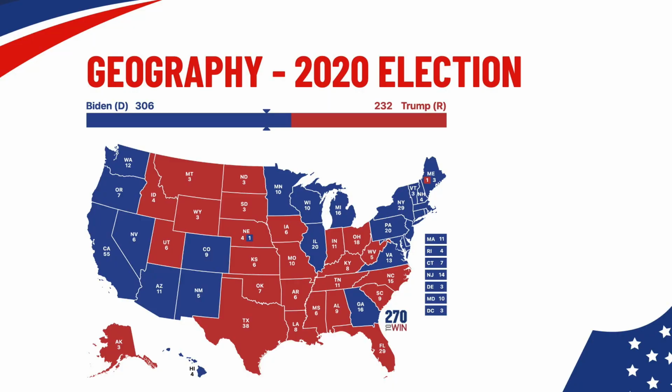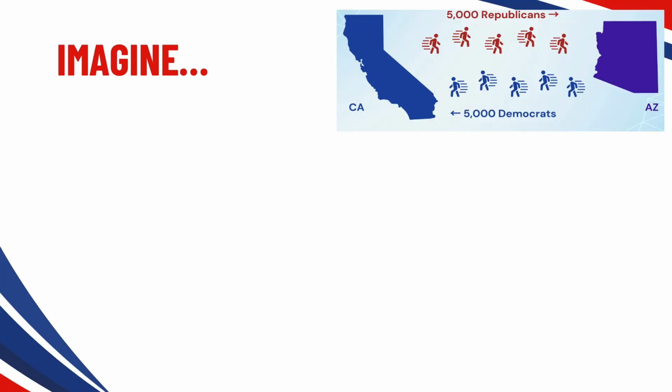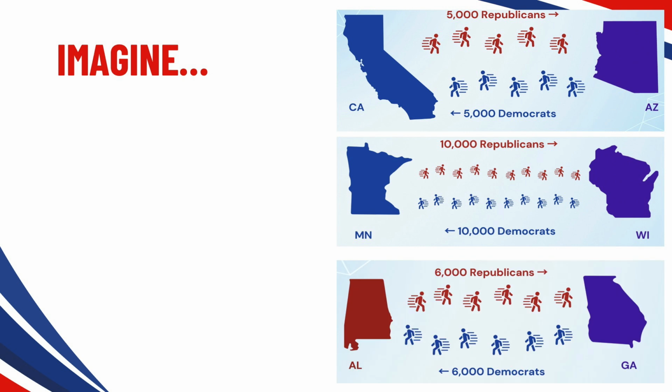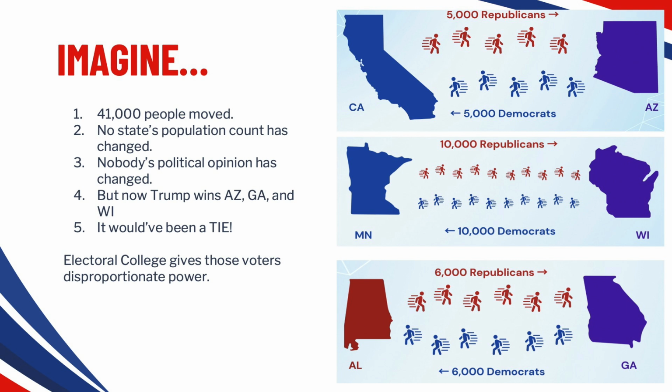Another way we can look at this is through geography. If we take a look at the 2020 election between Biden and Trump, we can see clearly here that Biden won with electoral votes. But if we imagine we take a few of the swing states and look at them a little bit more closely. If we have 5,000 Republicans and 5,000 Democrats switch places between California and Arizona, then between Minnesota and Wisconsin, 10,000 individuals switch places. And likewise, between Alabama and Georgia, we see overall that 41,000 people have moved.